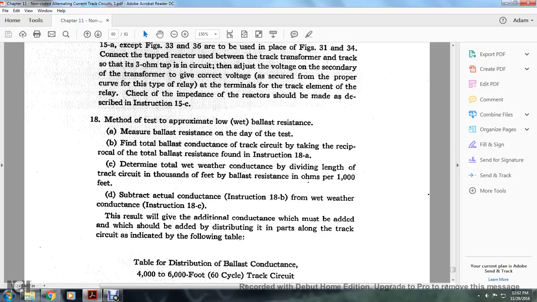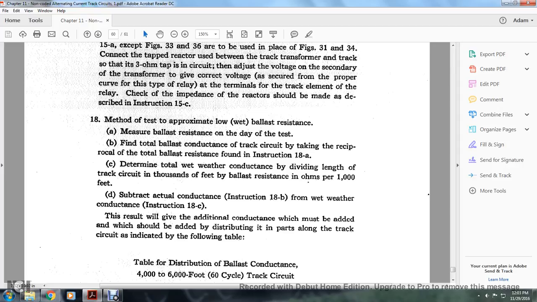The method of testing approximately low wet ballast resistance. Measure the ballast resistance on the day of the test. Find the total ballast conductance of the track circuit by taking the reciprocal of the ballast resistance found in instruction 18A, to determine the total conductance divided by the length of the track circuit in thousands of feet, by ballast resistance in ohms per 1,000 feet. Subtract actual conductance, instruction 18B, from wet weather conductance in instruction 18C.